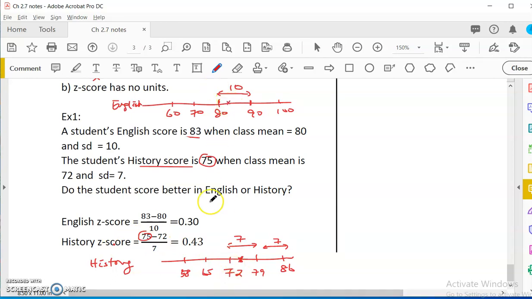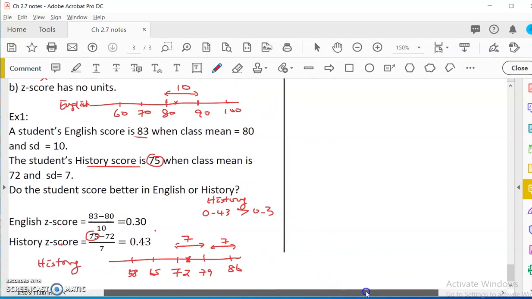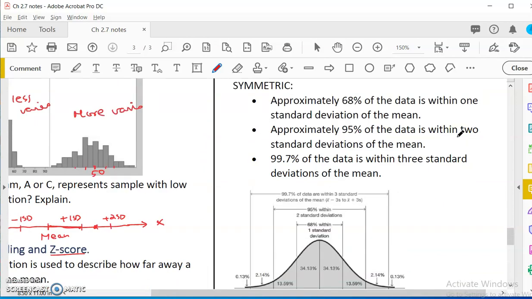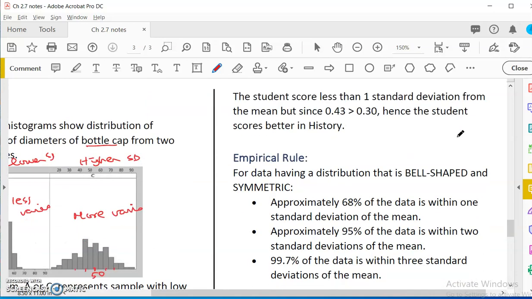English z-score is 0.3. And technically speaking, did the student score better in English or history? They're more or less the same, but history has a higher z-score, right? 0.43 is greater than 0.3, so better in history because it's higher. When you score something, you want to score a higher z-score. So you can see if the standard deviation changes, it affects your z-score. So the student scores less than 1 standard deviation for both, but 0.43 is greater than 0.3, so the student scored better in history.